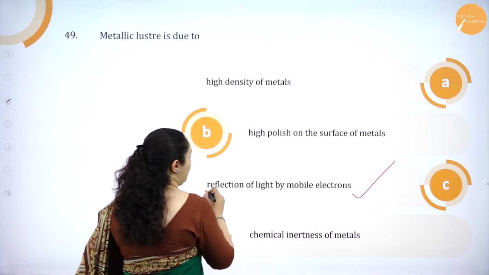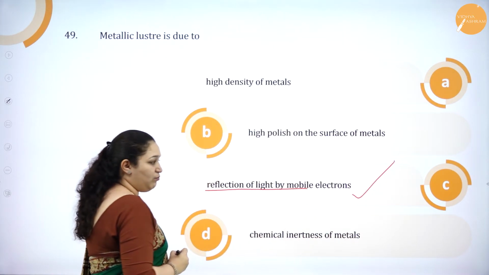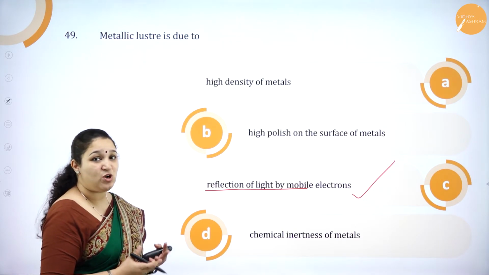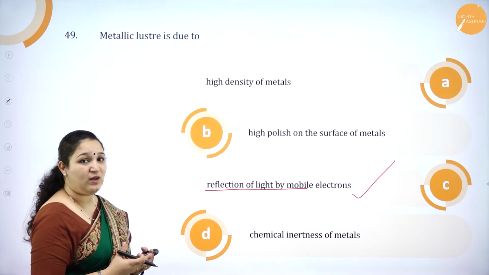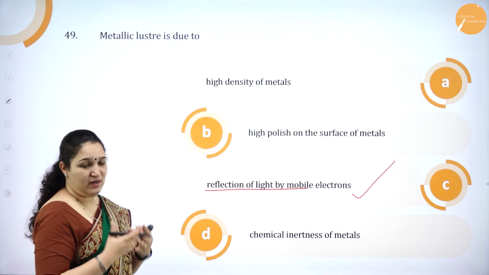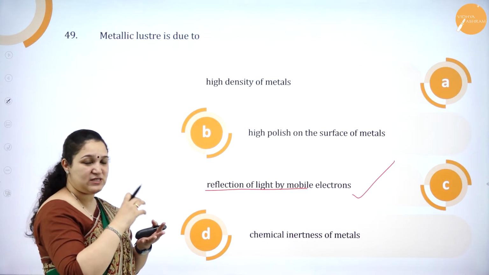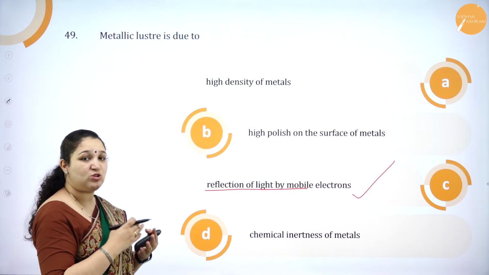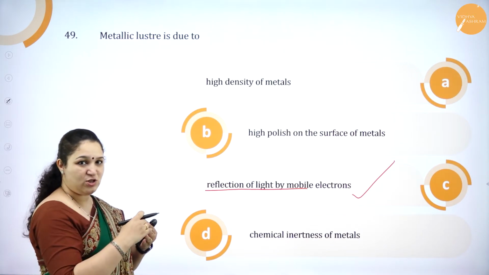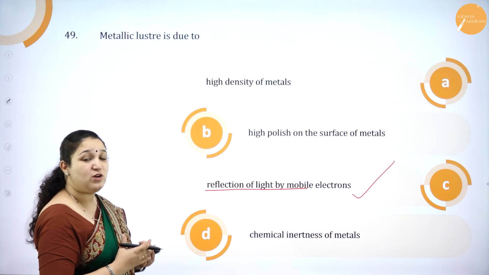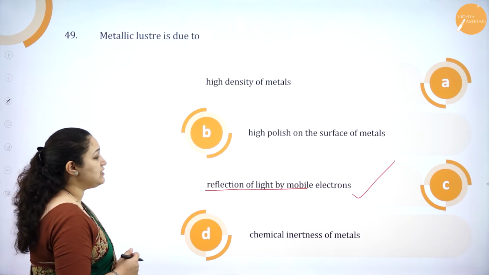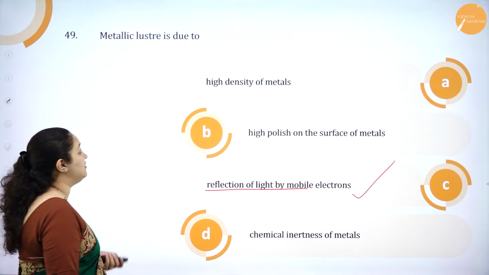It is because of reflection of light by mobile electrons, because we know that metals have the metallic bond, which we call the electron sea model. It looks like the cations, that is the metal ions, are dipped in a sea of electrons, and these electrons are mobile. When light falls on that, there will be reflection because of these electrons. That's why metal will shine. Okay, so option C is the correct answer.